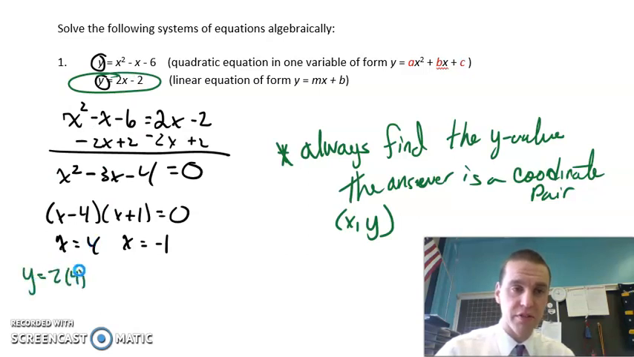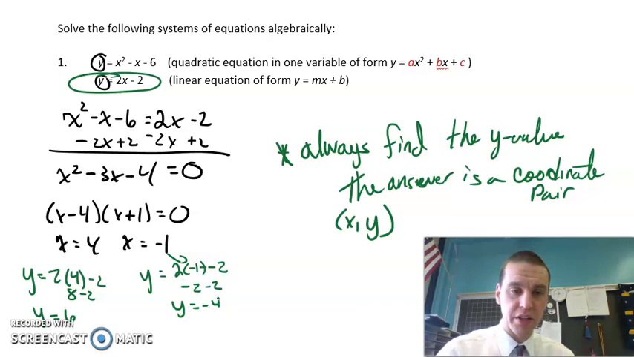So 2 times 4 minus 2. That's 8 minus 2, so y equals 6. Same thing here. y equals 2 times negative 1, plugging in the x value, minus 2. We get negative 2 minus 2, so y equals negative 4. And so our final answer is not just 4 and negative 1, it is the point 4 comma 6 and negative 4 negative 1. Sorry, that is wrong. Do not listen to me there. I wrote that backwards. Let's try that again. Negative 1 comma negative 4.